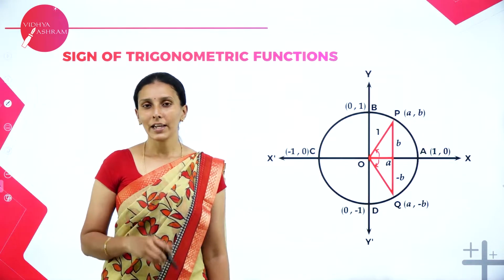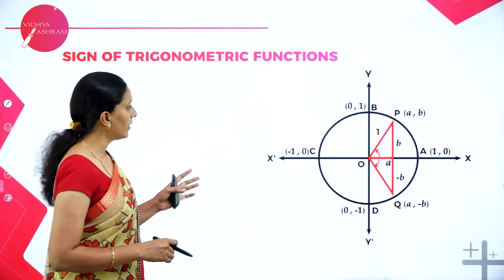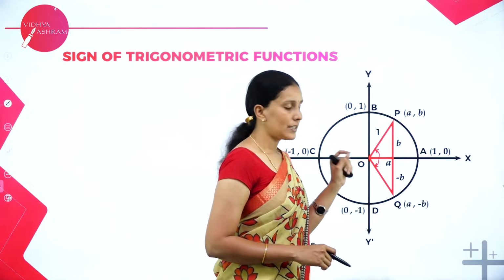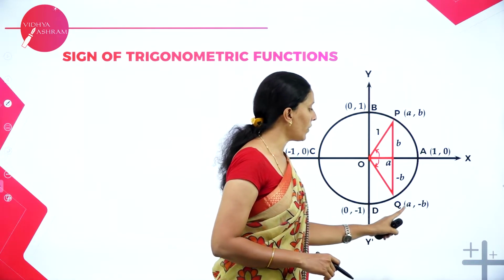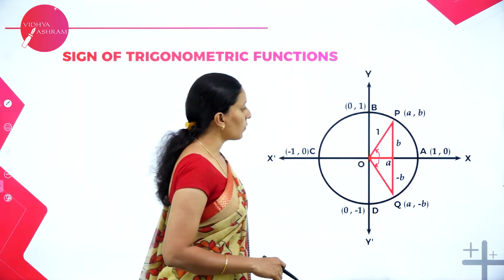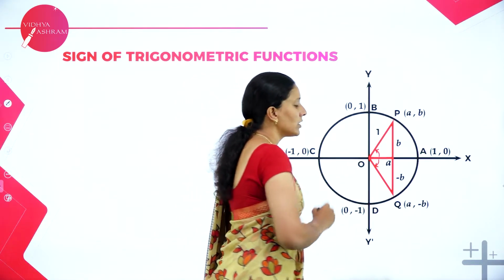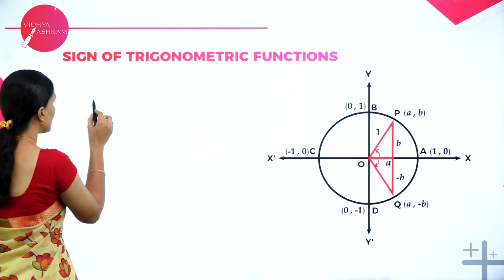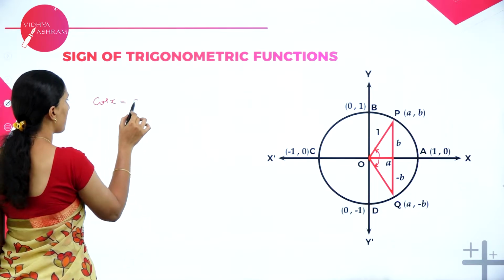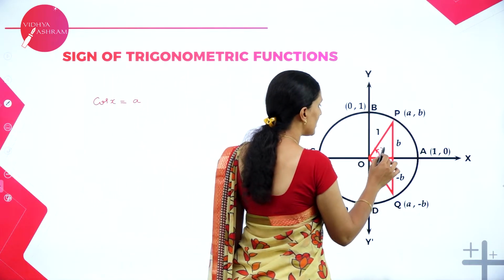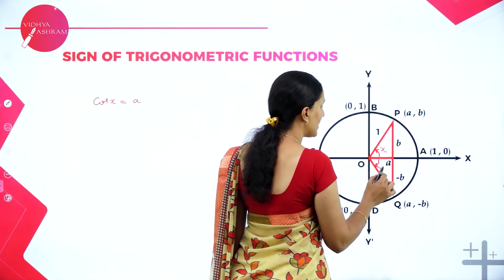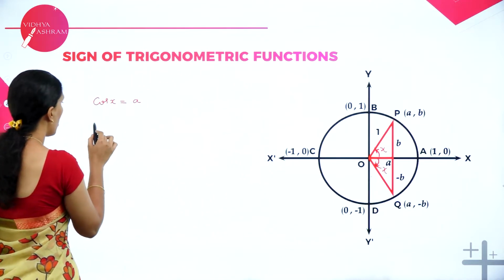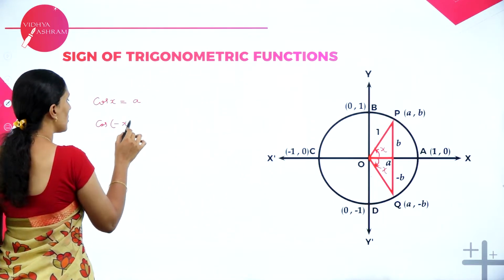Next we will learn the sign of trigonometric functions in the different quadrants. Here P(a, b) is a point whose mirror image, Q(a, minus b), can be defined here. But what is the difference? Now see here, suppose the angle is measured clockwise. Clearly we can see that cos x is equal to a. Suppose this is the angle x and this is the angle minus x, so I am measuring anticlockwise. So we have here cos of minus x. What is cos of minus x?